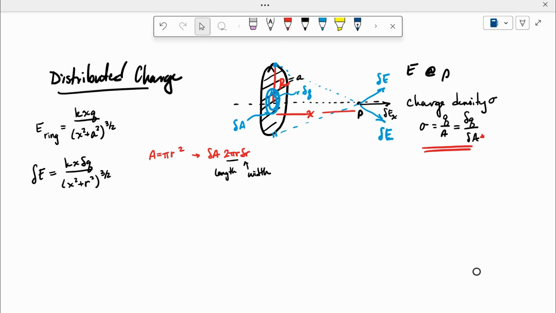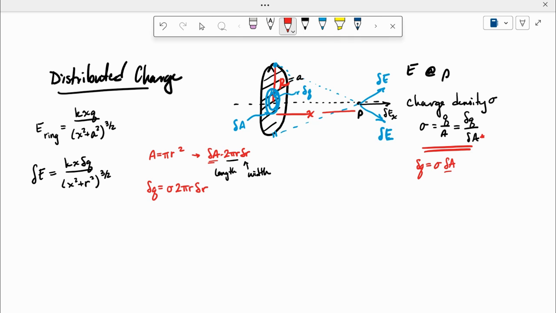Now we also have in our back pocket this information on the right over here. So we're going to rearrange this so that we have dq equal to sigma dA. Doesn't matter what you call them. And then we can say, well, I know dA is this. So I'm going to end up with dq equal to sigma times 2 pi r dr. Cool. Now we've gotten some variables that make sense.